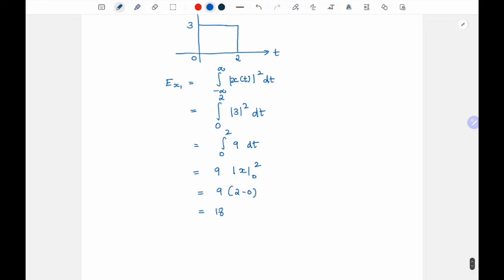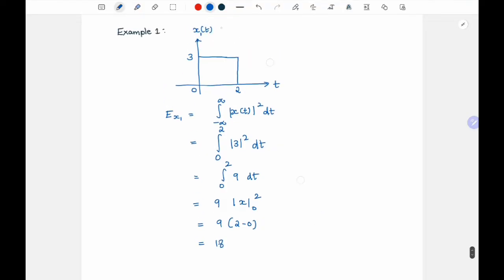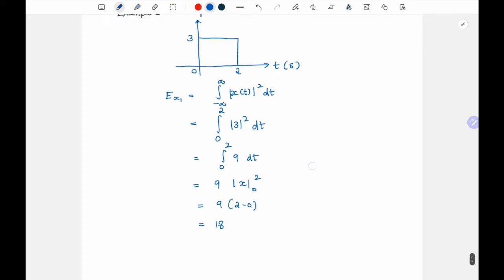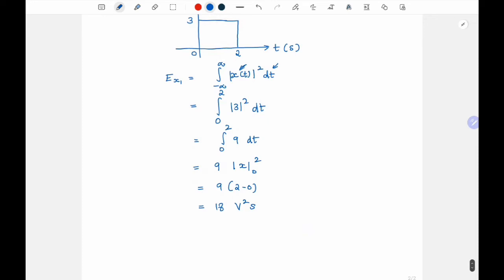So we'll get 18. So what will be the units? Let's say x1 of t is in volts and t is in seconds. Then the units will be volts square into seconds. So this is the energy.